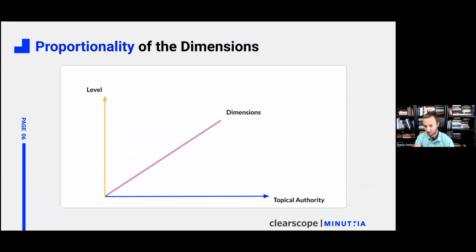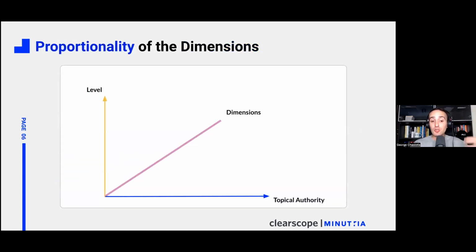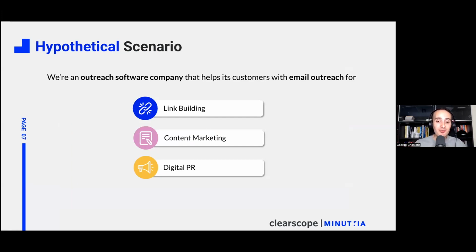Okay. Now, we saw these 6 dimensions. And what I need to make very clear before we delve any further is the fact that when it comes to the proportionality of those dimensions, as they grow, the topical authority grows as well. Meaning that as you do a better job when it comes to topic breadth, topic depth, content optimization, as you improve your crawl efficiency, as you increase your publishing velocity, and as you do a better job with content monitoring, you should expect in general to have better results when it comes to topical authority. This means that all of these dimensions that we just saw are directly proportional and not inversely proportional or anything like that, okay?